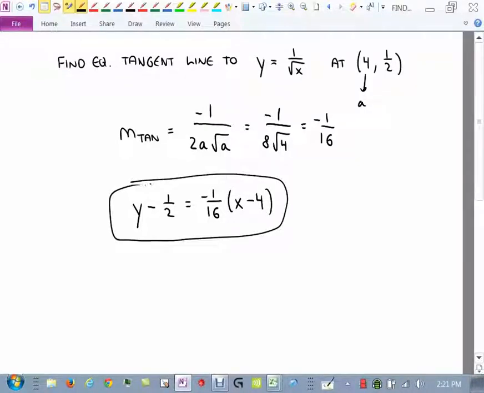So, and I could do that for any point. So finding a general solution is actually pretty valuable, because it speeds up the process if you're trying to find equations of several tangent lines. All right, let's take a look at another example.